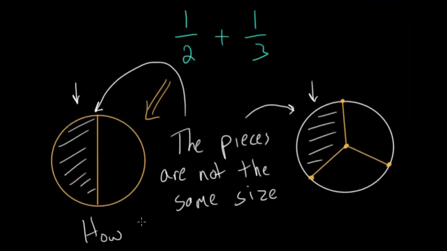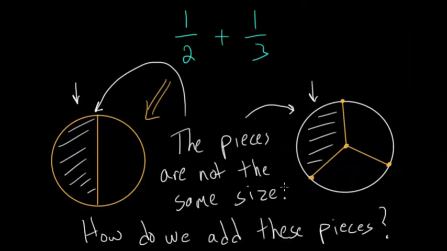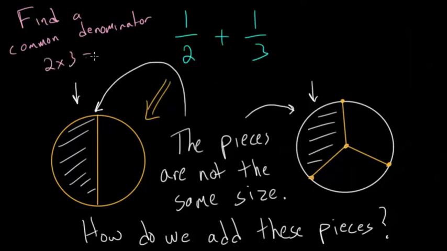So that is the question that we're left with. How do we add these pieces? What you'll hear often when adding fractions is that you need to find a common denominator. So I'll write that down as well. We need to find a common denominator. And remember, this 2 and this 3 here are the denominators of the fractions, so we need to find a common one. One thing you can always do is just multiply these 2 numbers together. So we can just do 2 times 3, which gives us 6. So 6 would be a denominator that would work for both of these fractions.